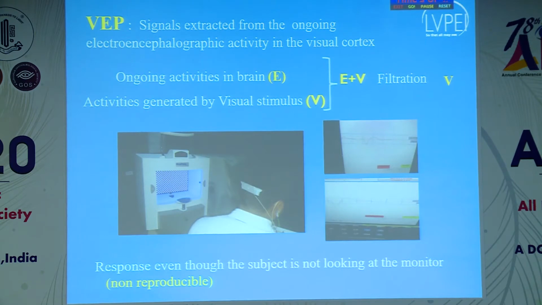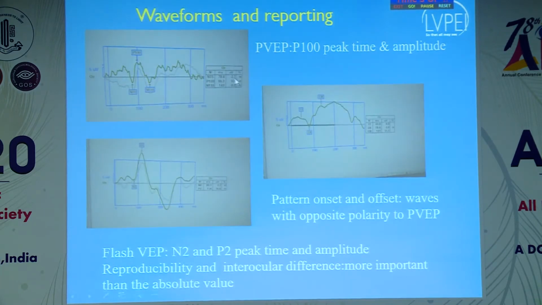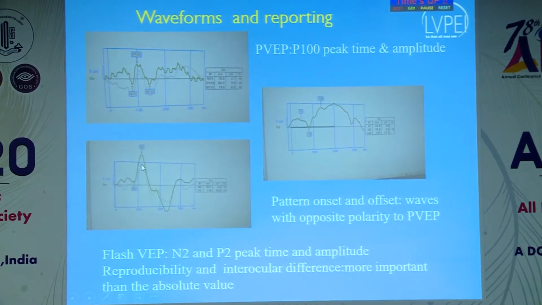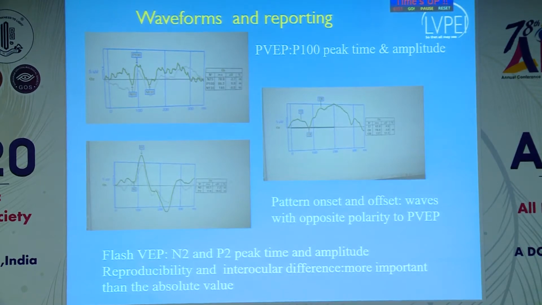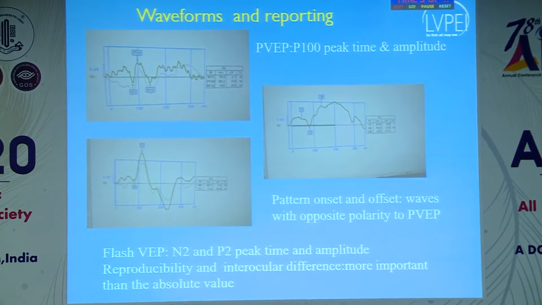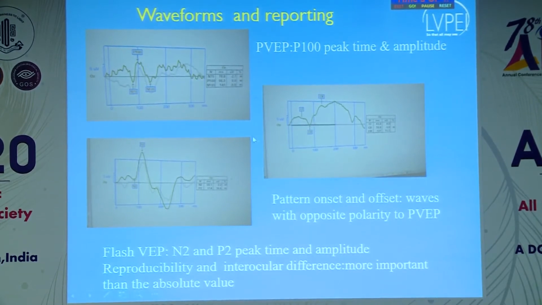One should be careful, because in VEP, whatever we are collecting includes responses evoked by the visual stimulus as well as electroencephalographic activity. These are the various waveforms: pattern VEP, the P100, which is the most constant one and is used frequently. The flash VEP has N1, P1 and N2, P2; the P2, N2, P2 are the most commonly looked for. Compared to the absolute values, it is the reproducibility and symmetry between the eyes that count, and help a lot in seeing whether there is a response or not in flash VEP. The pattern onset offset is used mainly for malingerers or those with nystagmus. They have an opposite polarity to that of pattern VEP.